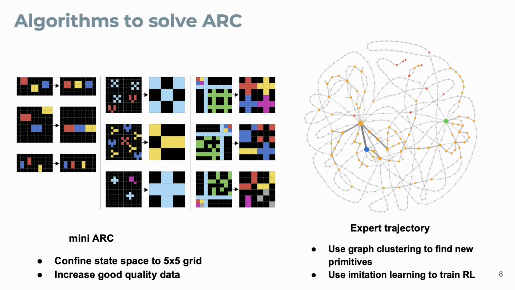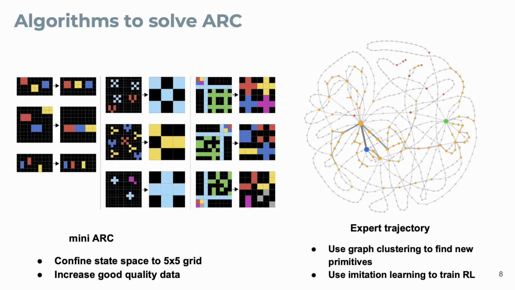As a result, we decided that we needed to gather 2 things. The original ARC problem set had too big of a state space because the output and input grids were not fixed. We needed a mini ARC dataset that can confine the state space to a 5x5 grid and is also meaningful in ways of gathering more data.